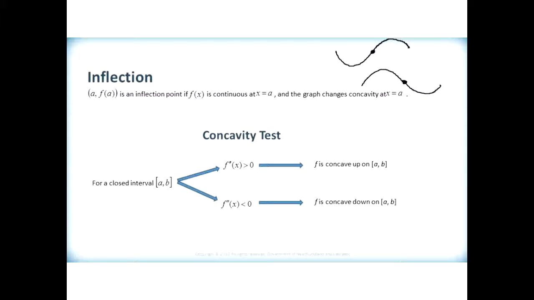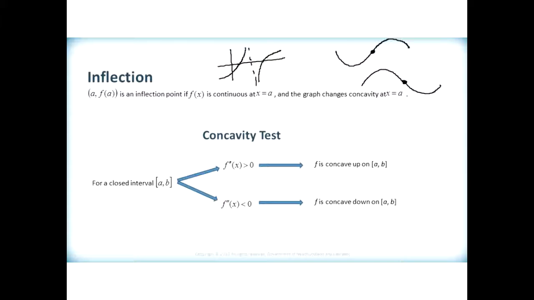But in order for those to qualify, we have to be continuous. If it's going to be called an inflection point, we have to be continuous at x equals a. So it can't be a graph, for instance, with a vertical asymptote where we're concave one way on one side, and concave the other way on the other side of that vertical asymptote. We do have a change in concavity there, but it's not technically considered to be an inflection point. We'll talk about what that means in a second.